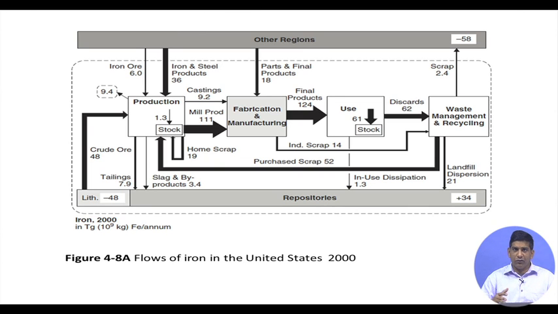The previous one, you looked at the global material flow. This one relates to one particular country. So we can have similar material flow done for different metals for a particular country.